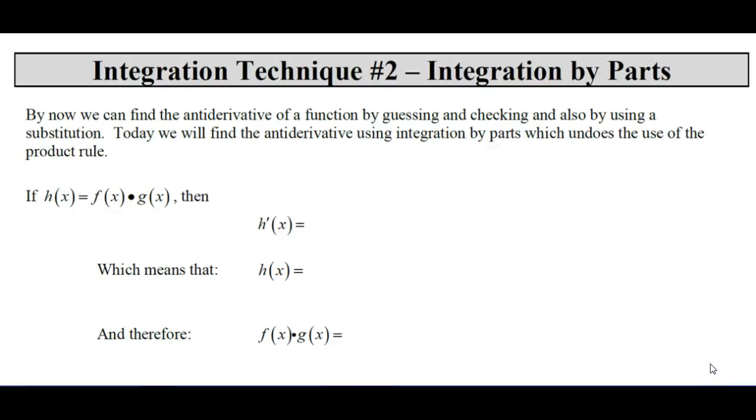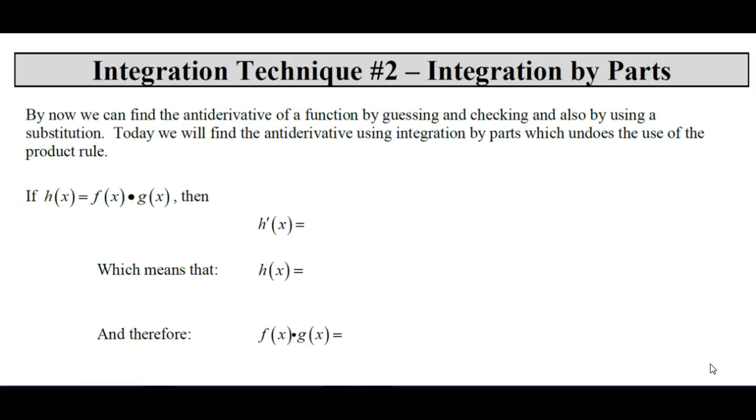All right, so technique number 2 of integration is integration by parts. We can find the antiderivative by guessing and checking. Okay, so that works for anything. If you can guess and check, by all means, right? Also, we can use substitution. So we have a technique. If guess and check doesn't work, we have a technique. We've done substitution with trig. We've done substitution with non-trig.